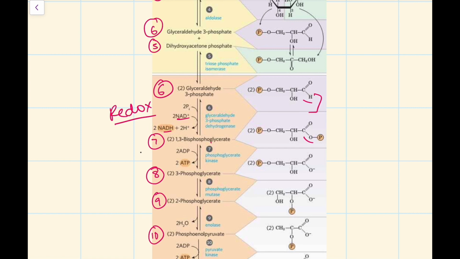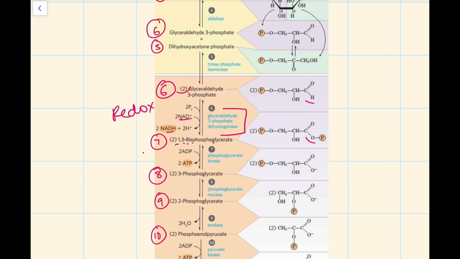G3P is also being phosphorylated in this step as well, with the addition of phosphate groups. And if you notice here, you'll see that there are two of everything, because you have to keep in mind that DHAP is being converted to G3P and is also moving on with all of this side by side. So that's also occurring. That's why we see two of everything. And this is the one and only redox reaction that you will see in glycolysis.